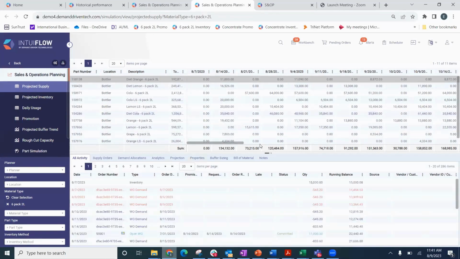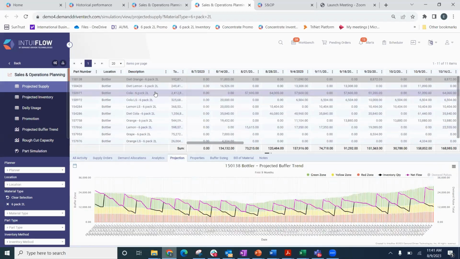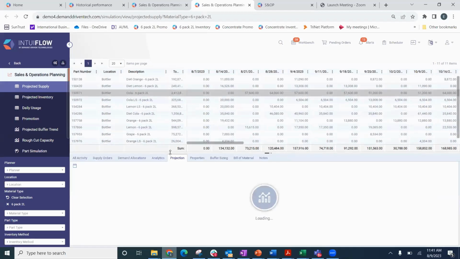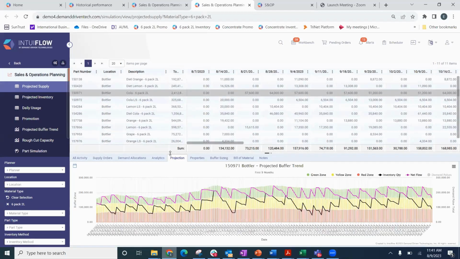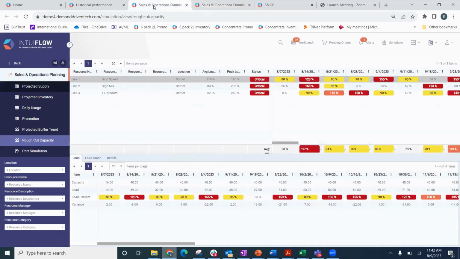These projections are the actual supply requirements that are driving the workload that is impacting our rough cut capacity planning. All of these buffers are projecting out into the future based on their different performance and their buffer parameters, signaling resupply orders as required going out into the future. So from an RCCP standpoint, that's where we're getting the load for line 1.